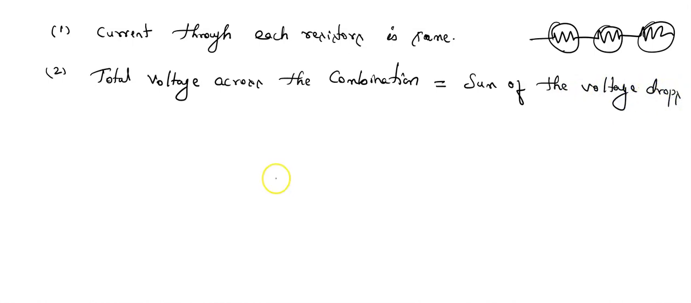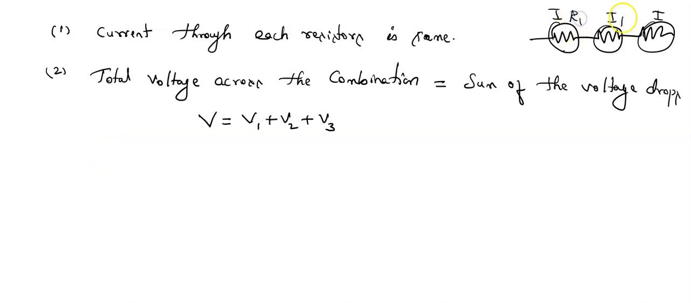As we can see here, the current I is the same throughout the circuit, but the voltage is not the same, it drops. So the total voltage will be equal to V1 plus V2 plus V3. The total voltage will be the sum of the voltage drops, that is V1, V2, V3.